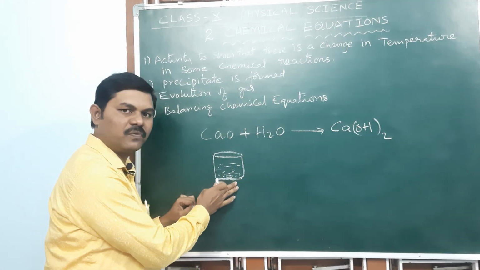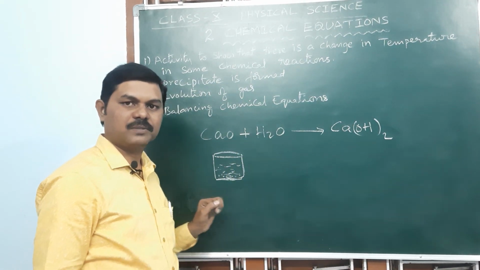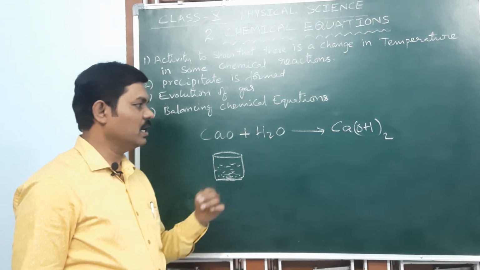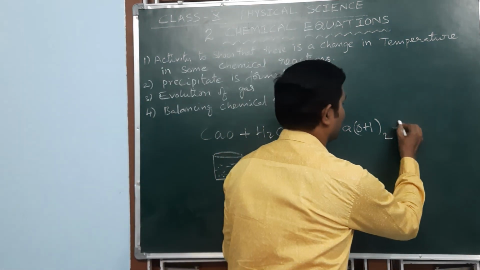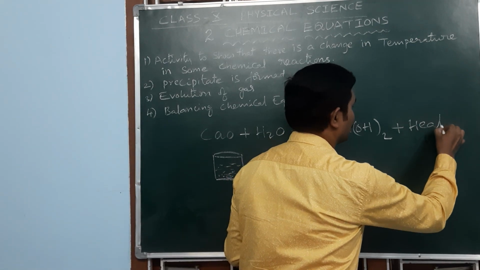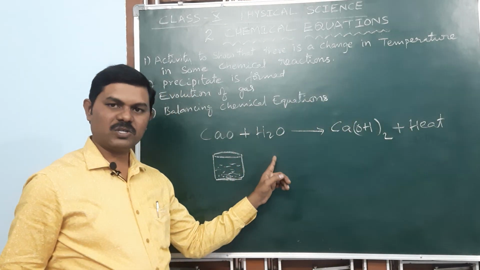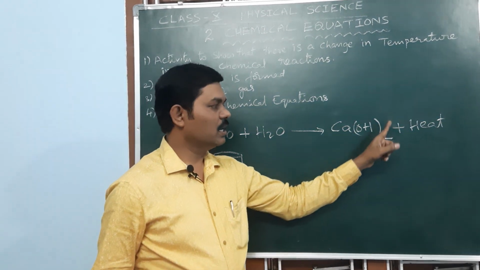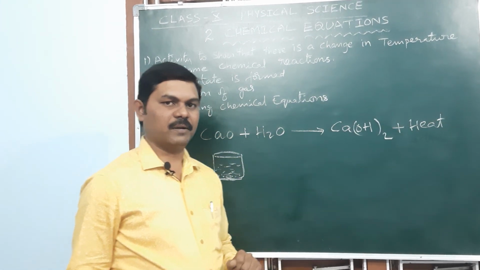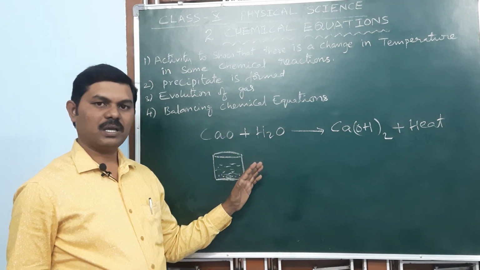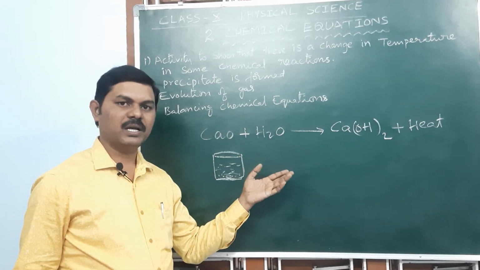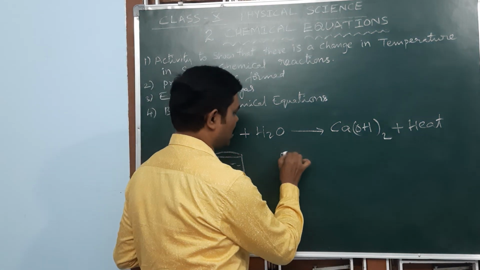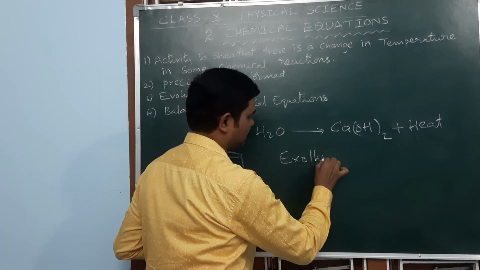glass beaker with your fingers, you feel hot. The reason is that in some chemical reactions heat energy is also liberated. So here calcium oxide reacts with water, it produces calcium hydroxide, and heat is also liberated. The chemical reactions in which heat energy is liberated are known as exothermic reactions. So this is one of the exothermic reactions.